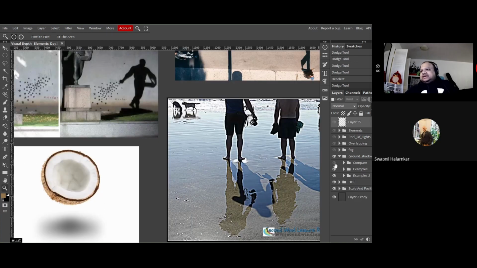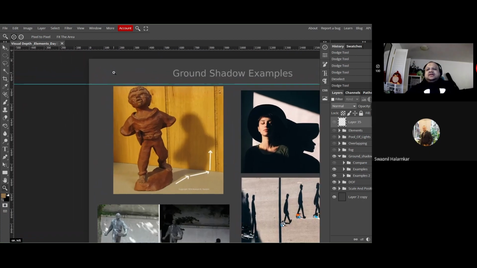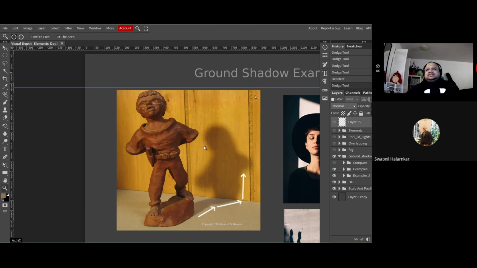Let's move on to the examples of this. See here, in this image, we can see the shadow of the object which is falling on the wooden wall behind it. So we can make out that this object is in front, and there is a cast shadow here, which is on the thing behind.